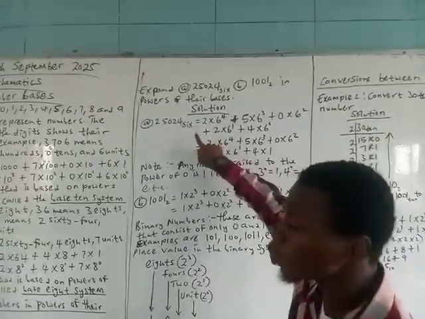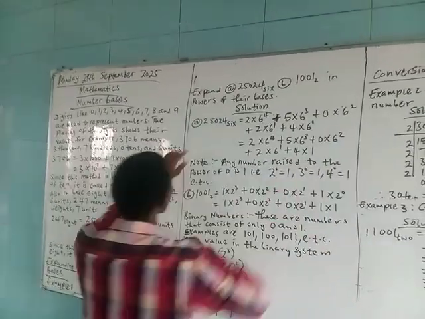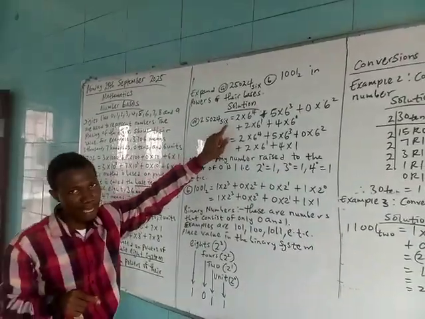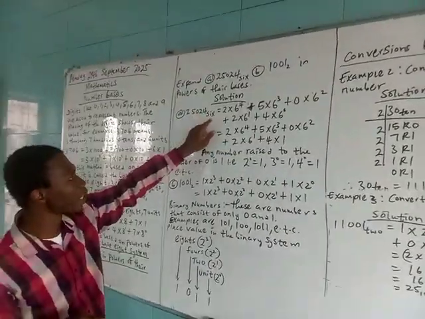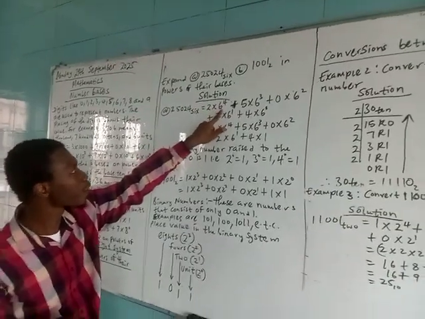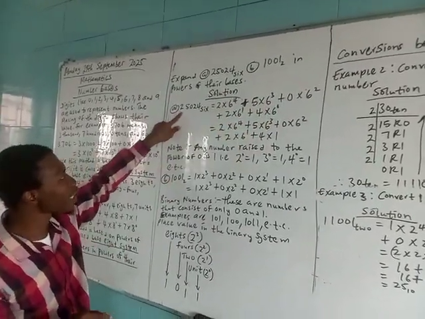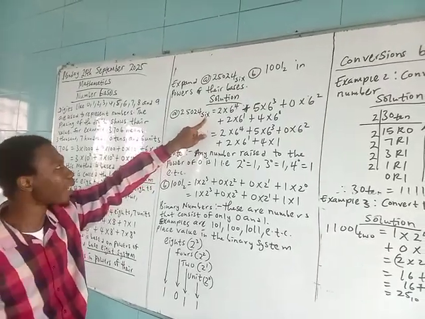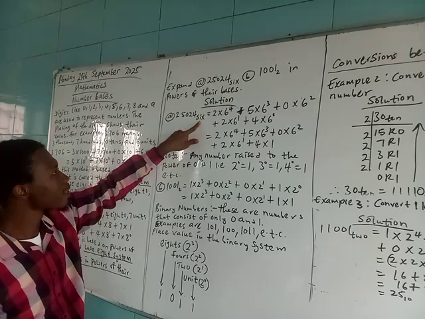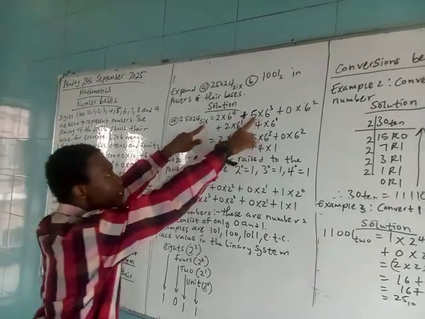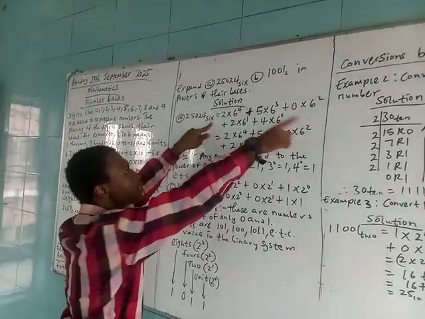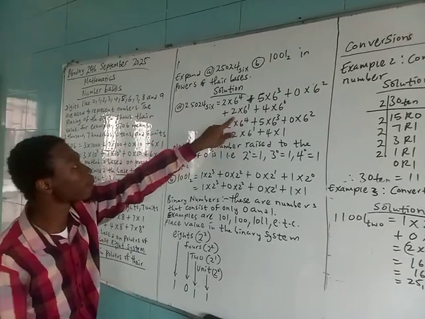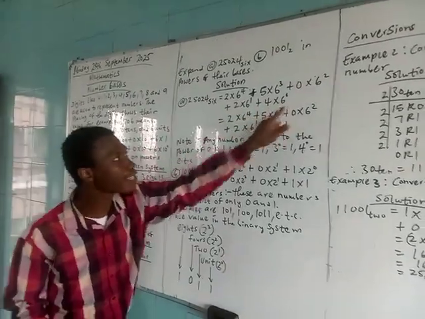Now, the first thing to do is for you to multiply each digit by the base. So we have 2 times 6, 5 times 6. That is, each of these digits will multiply the base. This is a simple way to expand. 2 will multiply 6, 5 will multiply 6, 0 will multiply 6, 2 will multiply 6, and 4 will multiply 6.